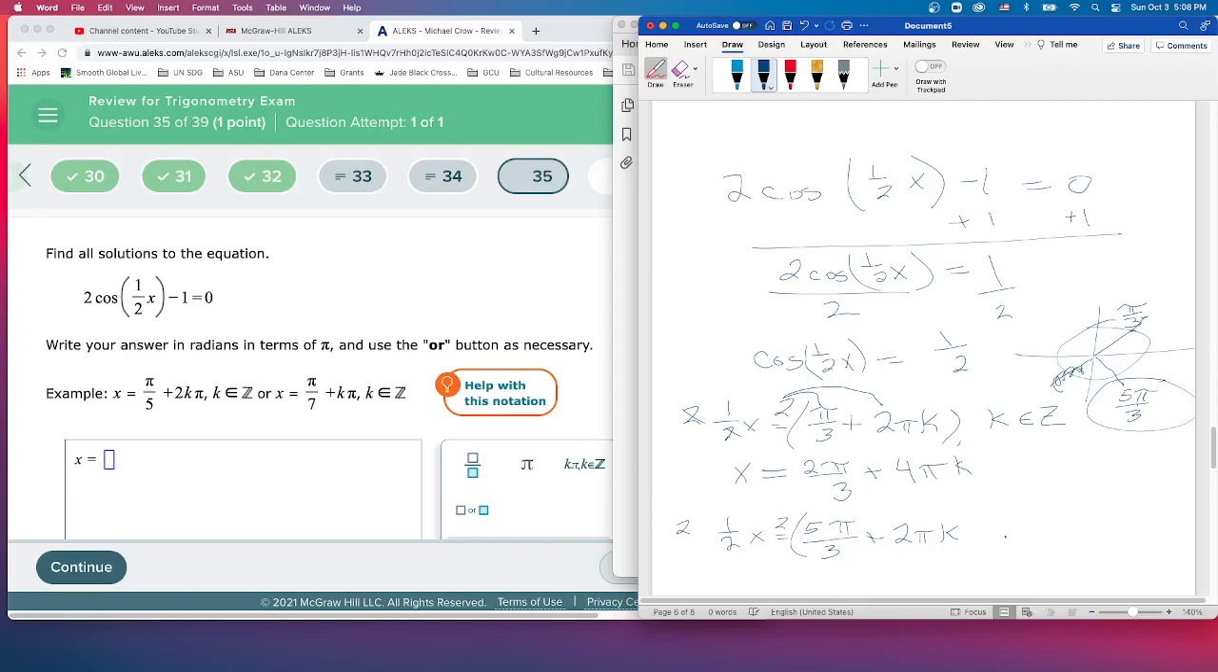So this side we multiply by 2. We have to distribute, and so we're going to end up with 10 pi over 3 plus 4 pi k, or 4k pi. Right, that's the other x.